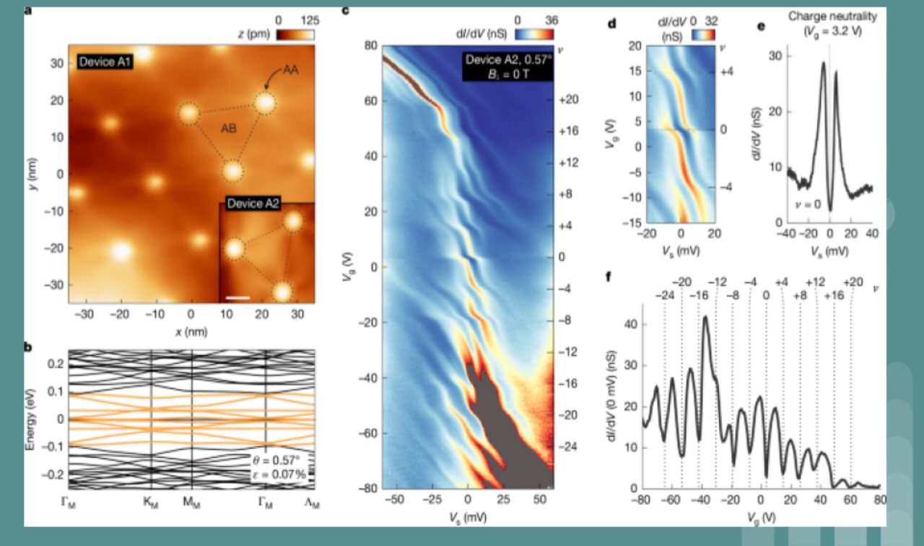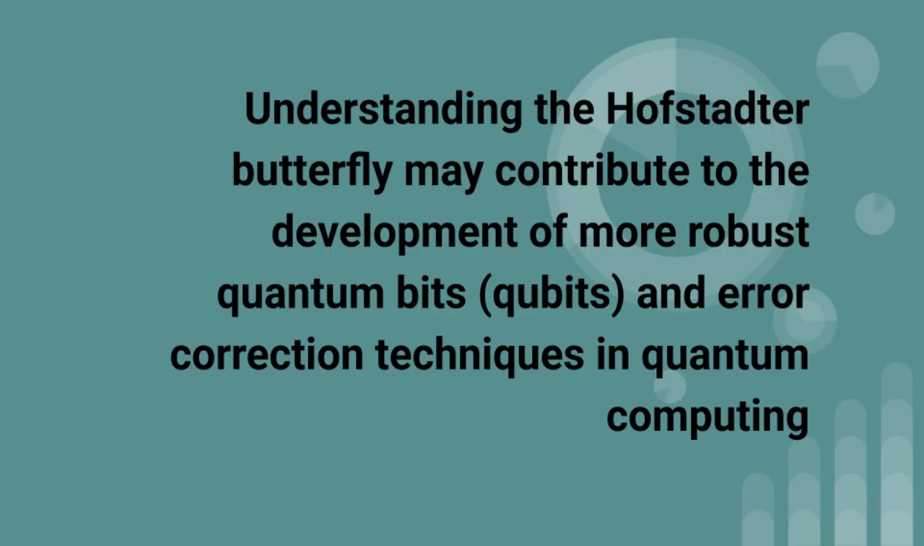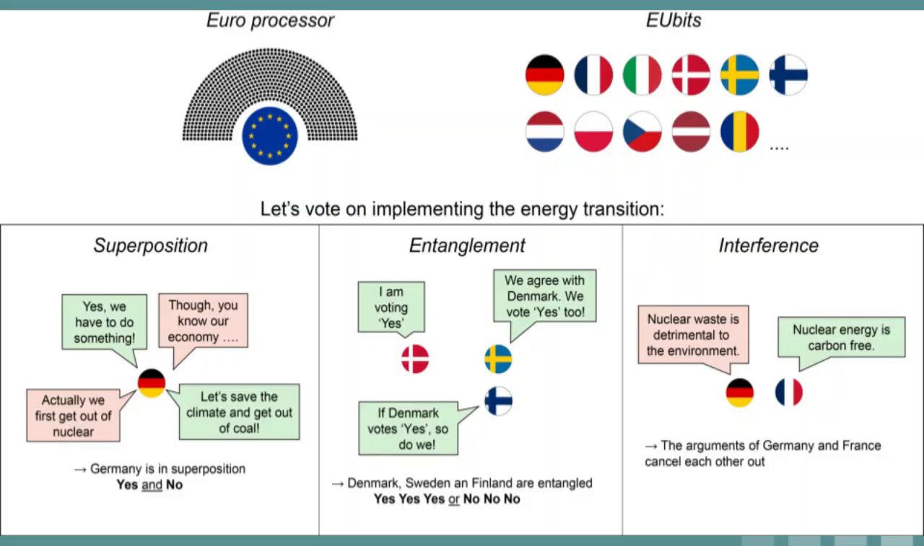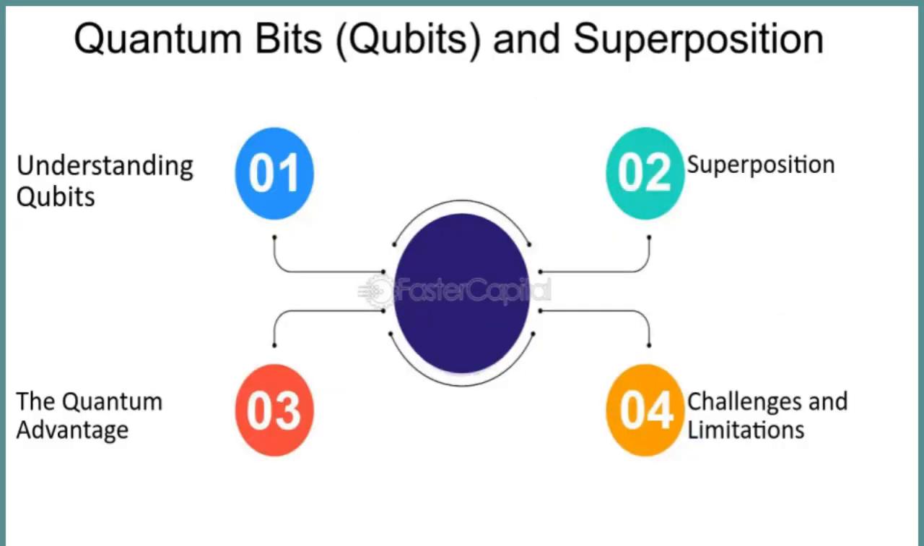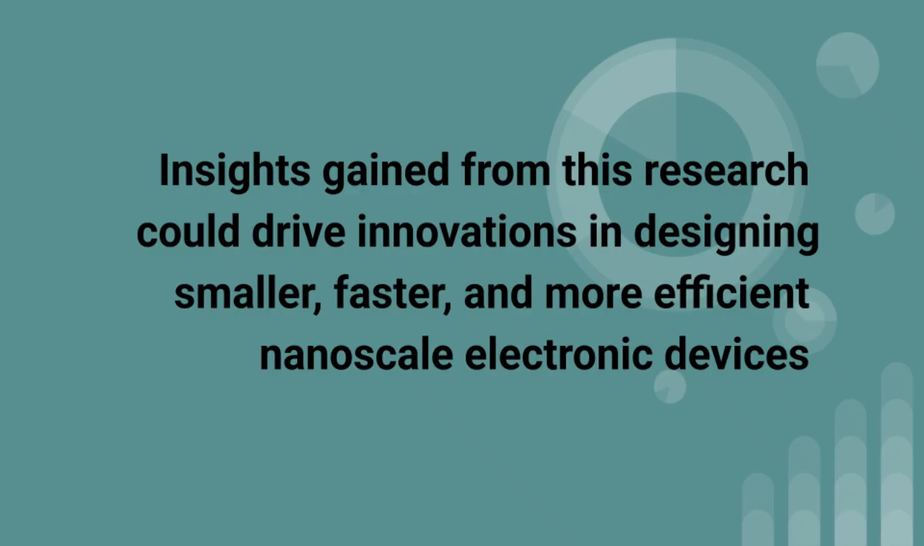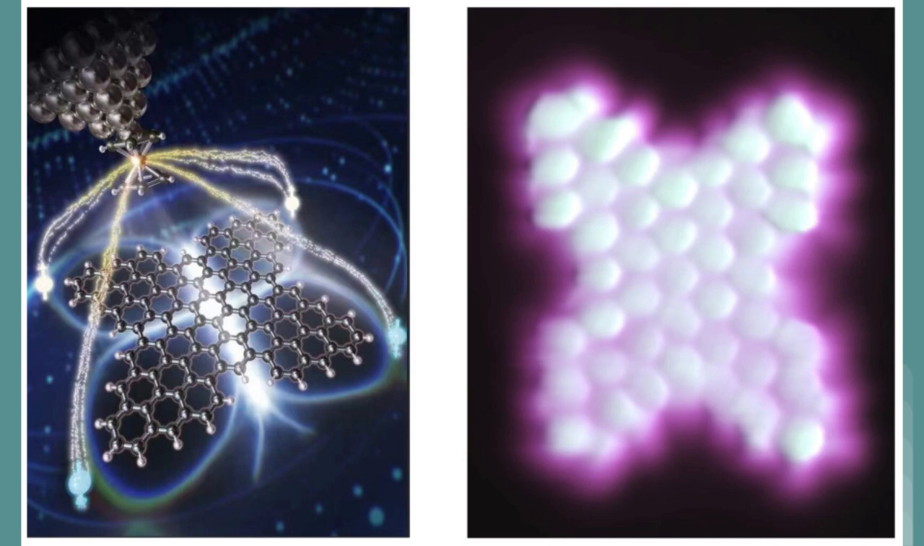One of the biggest challenges is understanding the role of electron interactions in the system. Hofstadter's original theory didn't take these interactions into account, and we're now seeing that they play a crucial role in the emergence of the butterfly pattern. So we need more sophisticated models to fully exploit the potential of this discovery. So it's like we found this amazing butterfly, but we're still trying to figure out exactly how it flies.